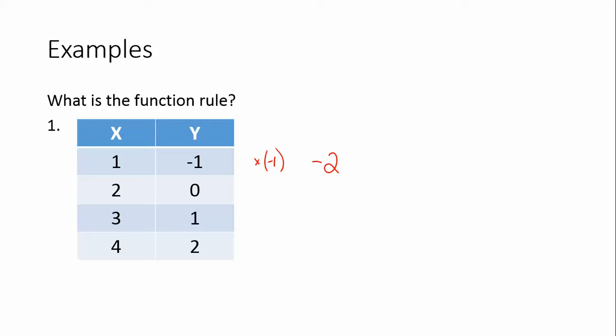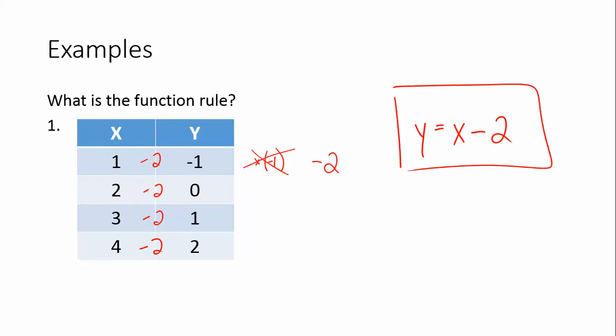So the question is, what happens throughout the rest of the table? Well, if I take 2 and I multiply it by -1, I do not get 0. So that automatically rules out that relation. But if I take 2 and I subtract 2, I do get 0. Also, 3 minus 2 is 1, and 4 minus 2 is 2. So you can see that we are subtracting 2 as our function rule. So that means to get any output, you're going to take the input and subtract 2. So the function rule is y equals x minus 2.